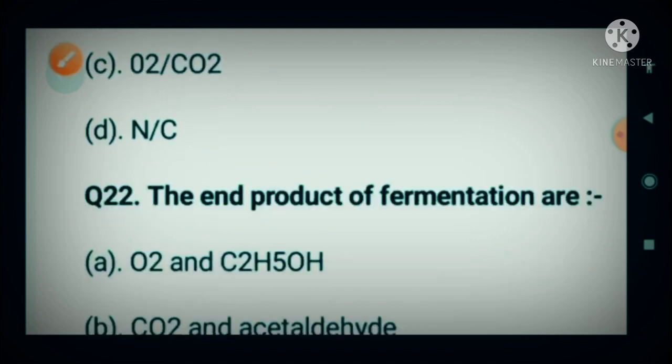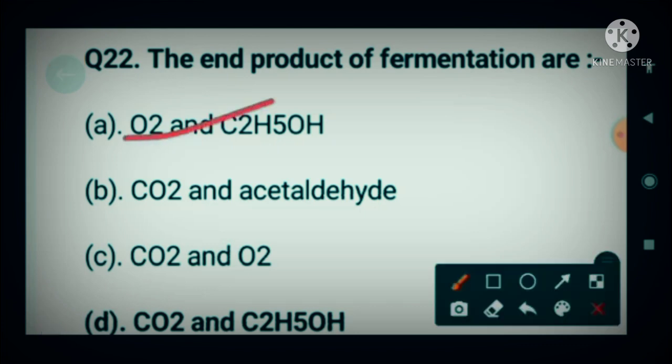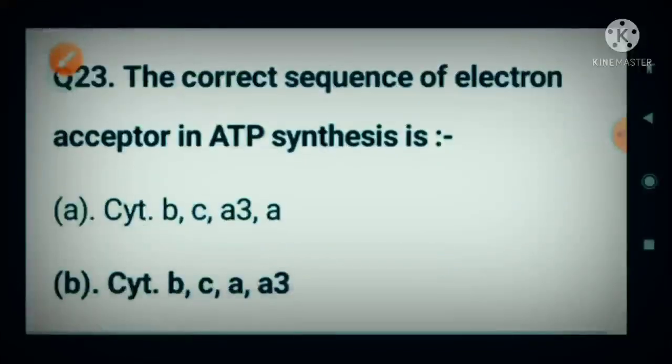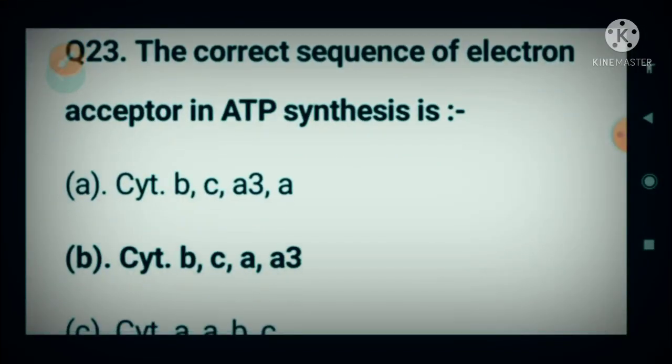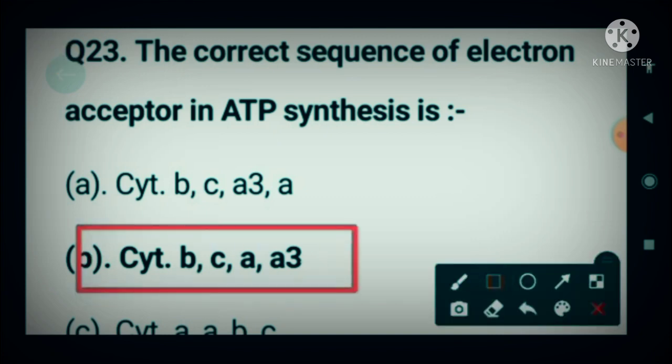Next question is: the end products of fermentation are oxygen and ethanol, carbon dioxide and acetaldehyde, carbon dioxide and oxygen, carbon dioxide and ethanol. The right option is option D, that is carbon dioxide and ethanol. Next question is: the correct sequence of electron acceptors in ATP synthesis is, the right option is option B, that is cytochrome b, c, a and cytochrome a3.